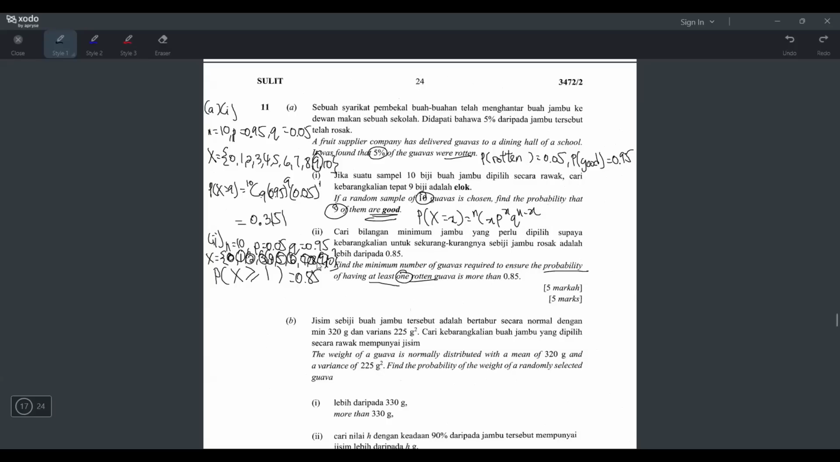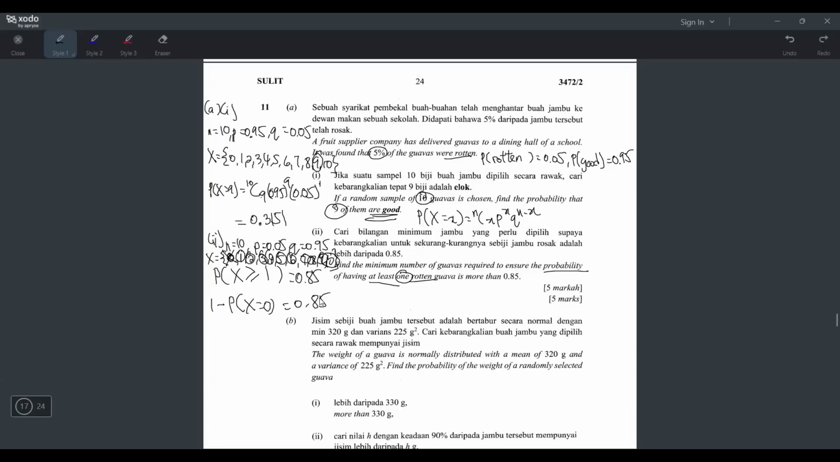So, ada cara cepat. So, the total probability for everyone here mesti 1. The total probability must be 1. So, if you want to do fast, you can just take 1 minus yang you tak mau. Yang you tak mau sekarang kosong, right? So, you minus kosong, dapat balance lah. So, you can do 1 minus P(X=0) equals 0.85.